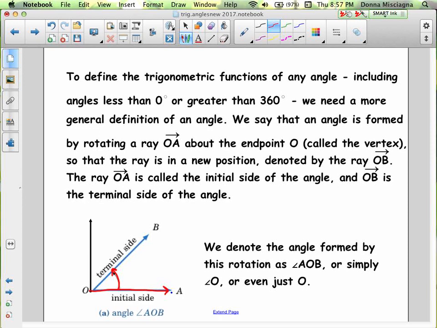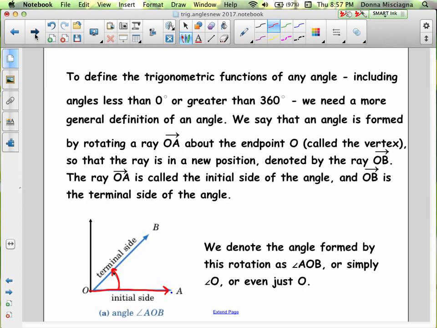So now we're going to create angles by rotating a ray. We're not limited now to just 90 degrees. We can keep on rotating it and make larger and larger angles. We denote the angle formed by this rotation as angle AOB, or simply angle O, or even just O. Now we're going to be looking at creating angles on the coordinate plane.